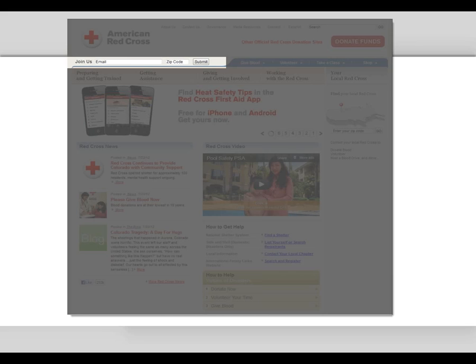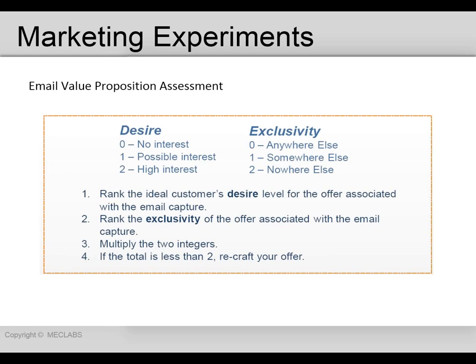So let's go ahead and look at our scoring index here. To the ideal customer, in this case, it's called the ideal donor to American Red Cross. What do you believe is their desired level associated with the offer based on what they're communicating in that example there? So is this something that you believe that the ideal donor would have 0, which is no interest, 1, which is possible interest, or 2, which is high interest? Again, let me go back to it so you can look at it. Join us, email, zip code, submit. That's all they're telling us about this email offer.